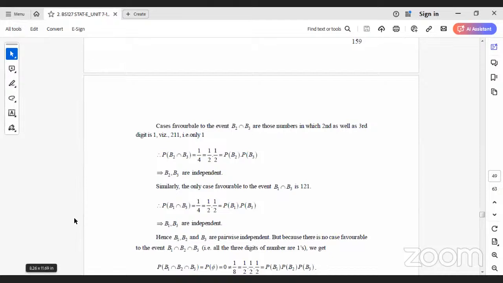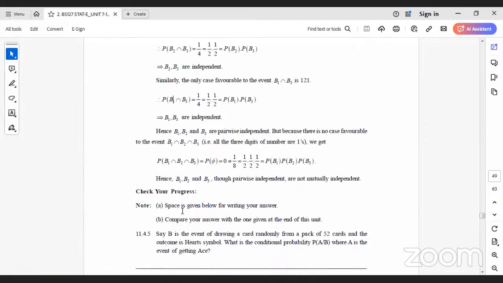So the cases favorable to the event B2 intersection B3 are those numbers in which the second as well as the third digits are 2, so P(B2 ∩ B3) = 1/4, that is 1/2 into 1/2. B2 and B3 are restricted here. Similarly, P(B1 ∩ B3) = 1/4, 1/2 into 1/2, and B1 and B3 are restricted here. Hence B1, B2 and B3 are pairwise independent. We are taking here that it is not favorable to the event B1 intersection B2 intersection B3.